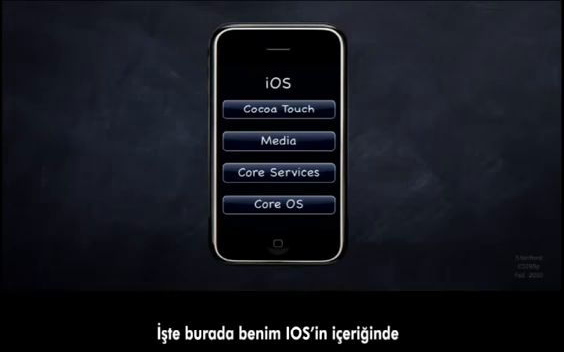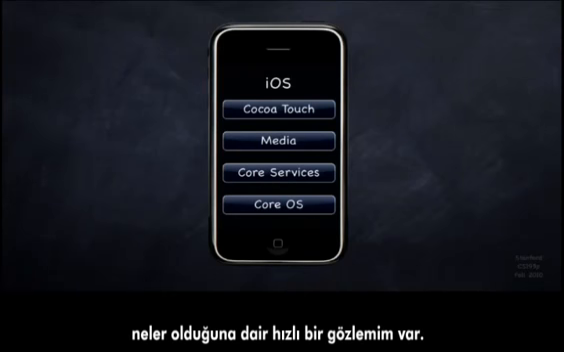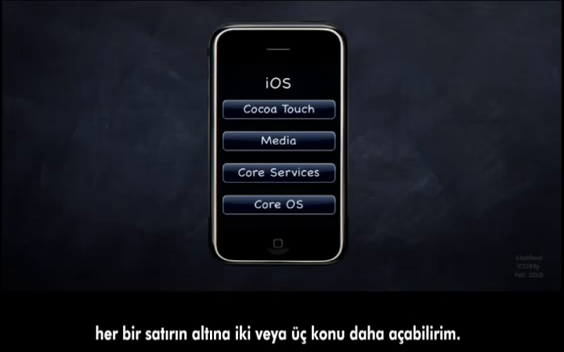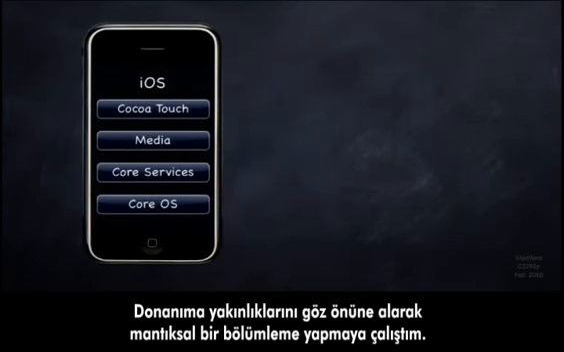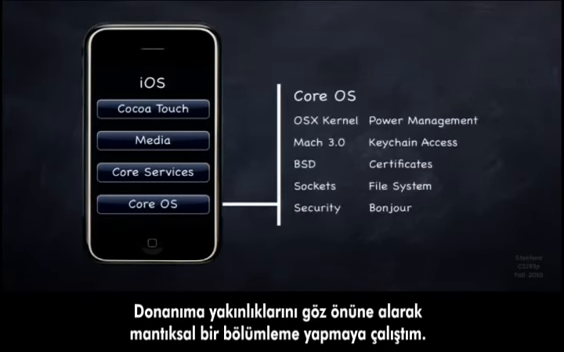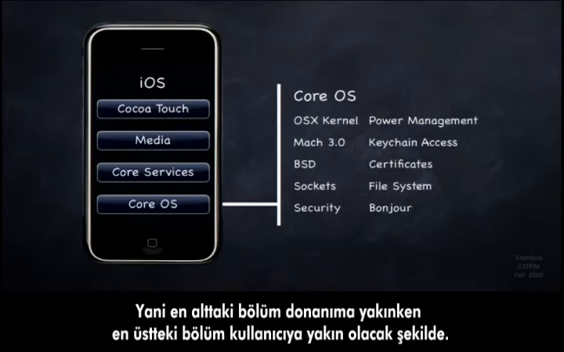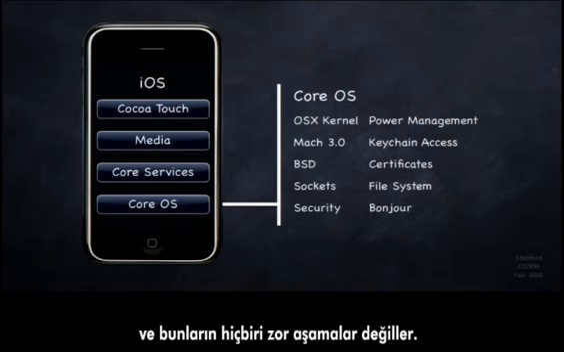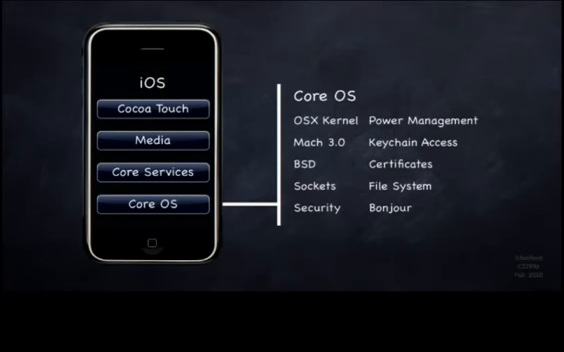So here's my really fast overview of what's in iOS. It's so big, I could take two or three lectures just going through each line item. I've tried to divide it up logically based on closeness to the hardware. The stuff at the bottom is close to the hardware, and the stuff at the top is close to the end user. I've just picked a sampling at each level, and these levels are not hard levels. They kind of cross over each other.